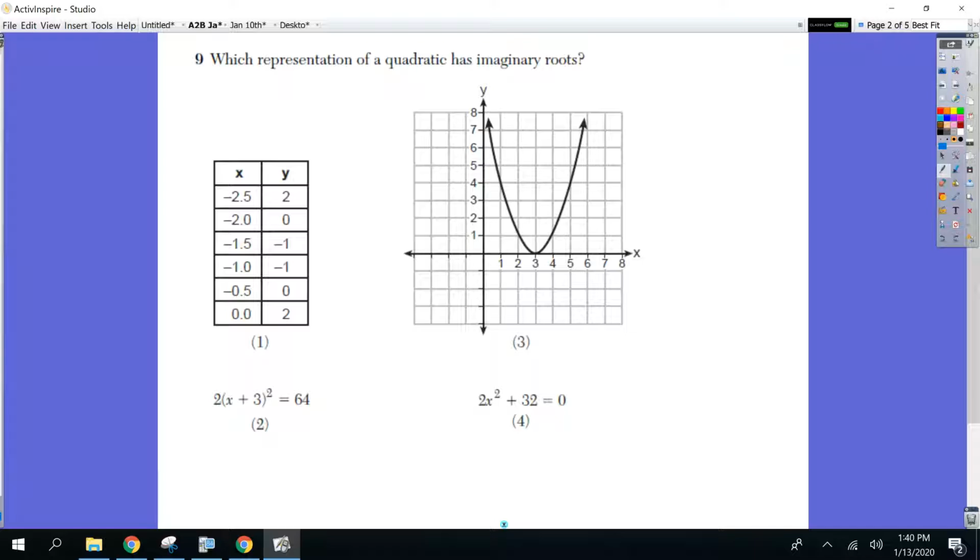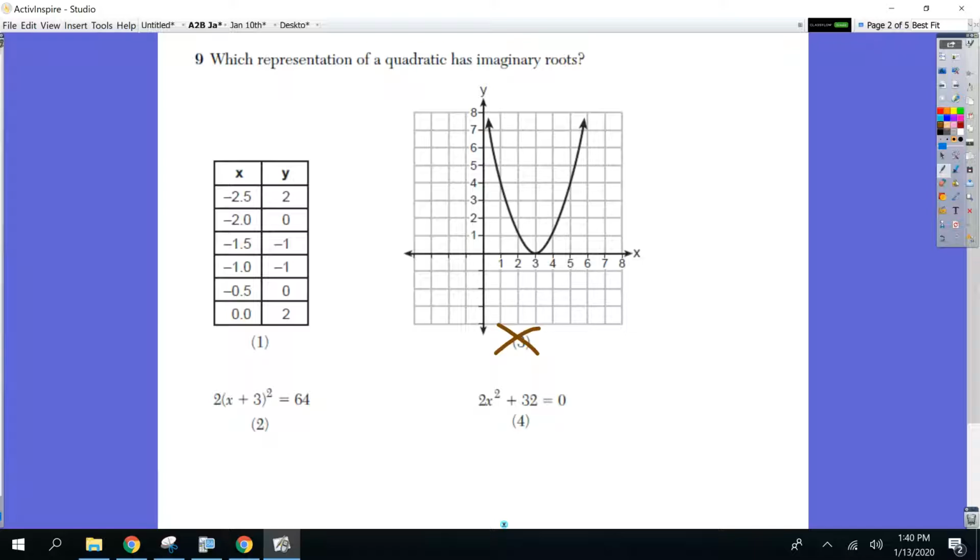Which represents a quadratic that has imaginary roots? Can you guys eliminate any of those choices right now? Okay, let's start with 3. How can I tell if 3 has real roots and not imaginary? It touches the x-axis. Those are where my roots are. Where it crosses the x-axis, that does cross, so it's got to have real roots there. So 3's out.